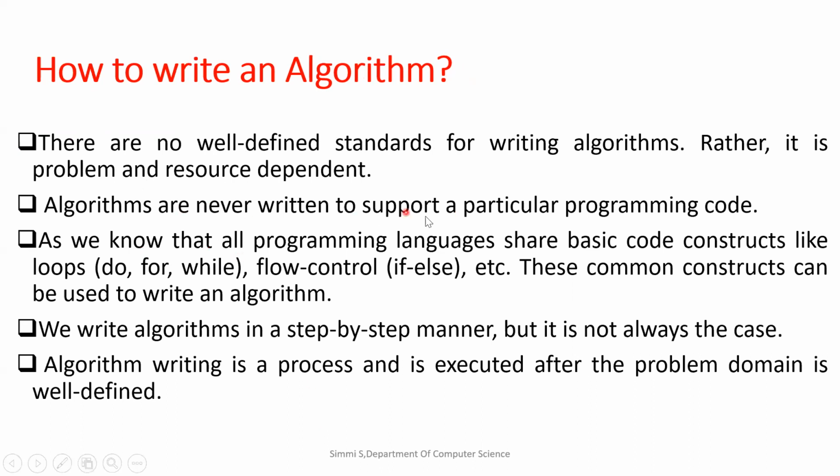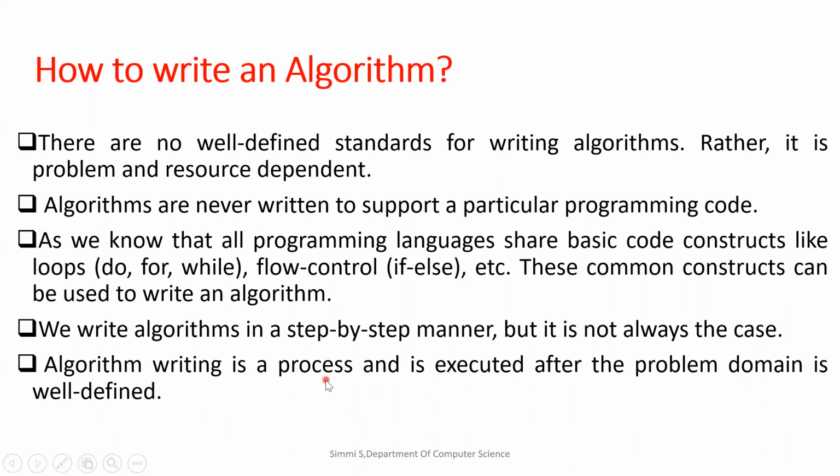Algorithms are never written to support a particular programming code. As we know, all programming languages share basic code constructs like loops and flow control, and these common constructs can be used to write an algorithm. That is, if we have repetitions, we can use do or while. If we have some decision making, we can go for if or check statements. An algorithm is a step-by-step procedure, but it's not always the case. Mostly the algorithm will be in a step-by-step procedure.